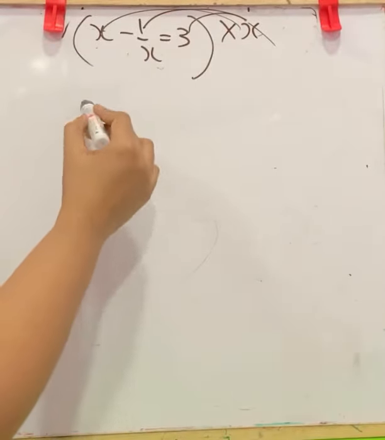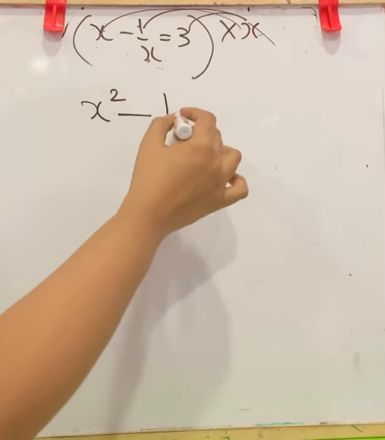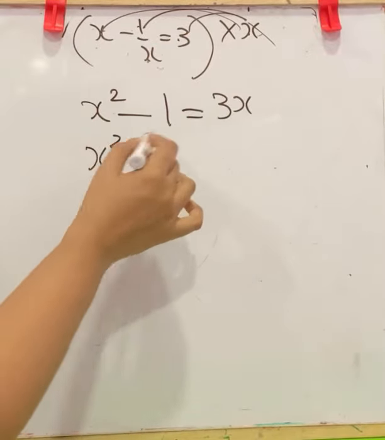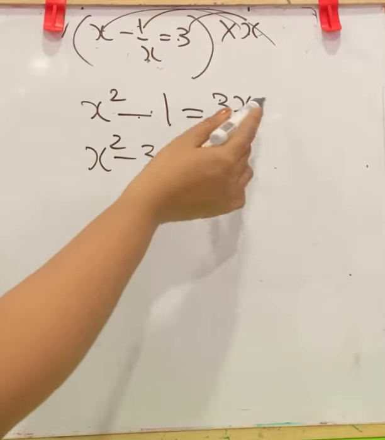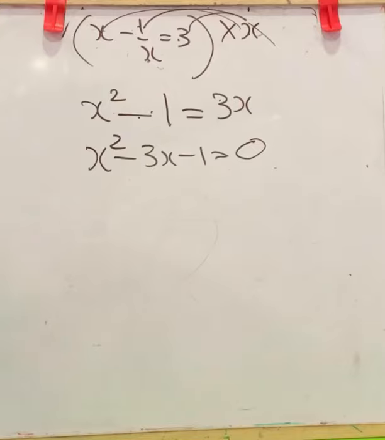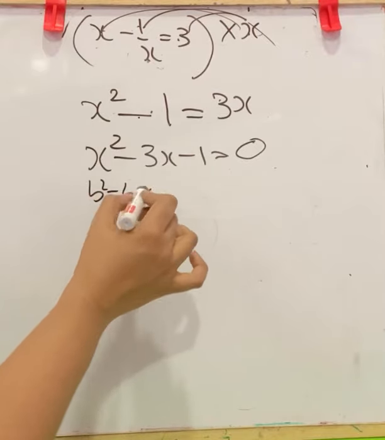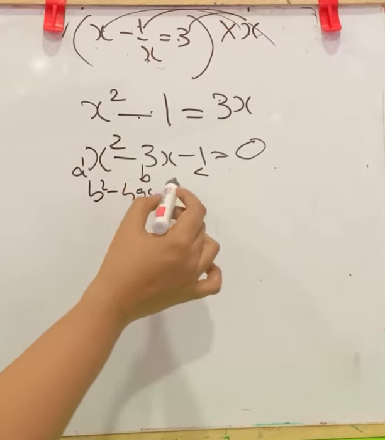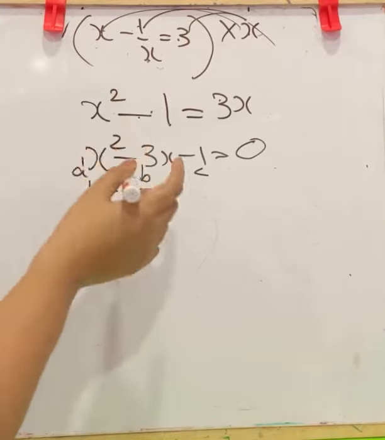So x into x is x square, minus 1 by x into x. x and x cancel. Here 1 is left, equal to 3 into x is 3x. Now rearrange this. x square, 3x taken to LHS, minus 3x minus 1 is equal to 0 because all are taken to LHS. We can use the formula to find the roots. We will check b square minus 4ac first. This is b, this is c and this is a, here 1. So b square means negative 3 square. Negative 3 into negative 3 is positive 9.